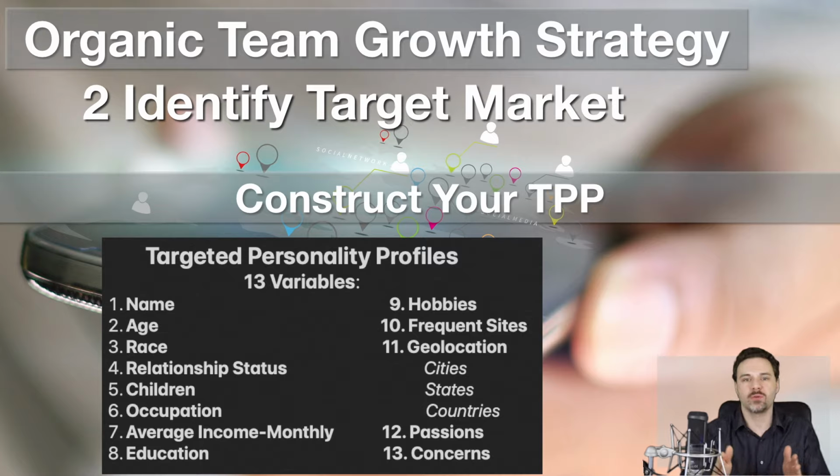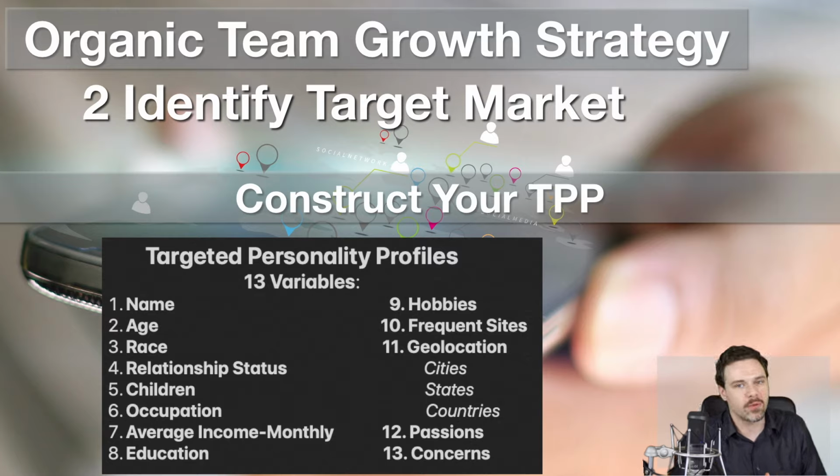Now, there might be lots of different types of people. Maybe there's young people and old people that are buying our product. Well, that's great. So our targeted personality profile is going to be honing in on the people we're specifically selling our products and services to. Maybe I'm not so good at selling my product to the older demographic. Well, then I'm going to focus my targeted personality profile on a younger person.